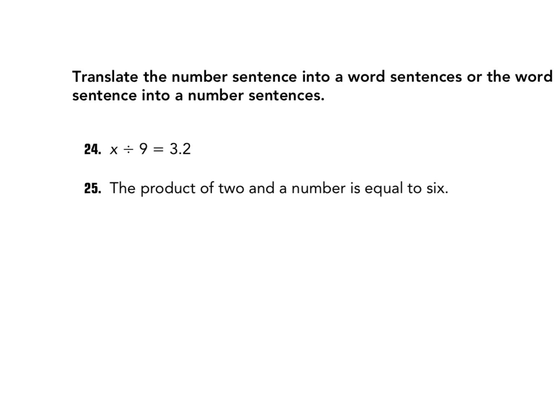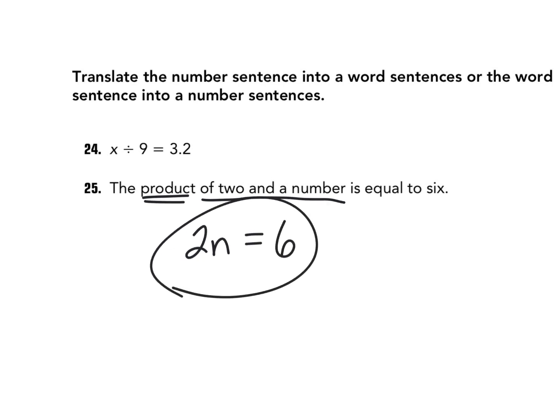On these questions, they want us to translate them into either a word sentence or a number sentence. So 24 you would need to translate into words. You could just say a number divided by 9 equals 3.2 or equals 3 2/10 would be fine. 25 they want us to translate it into an equation. So the product means multiply. The product of 2 and a number, so like 2n, is equal to 6. It didn't ask us to solve, so that's all we have to do.